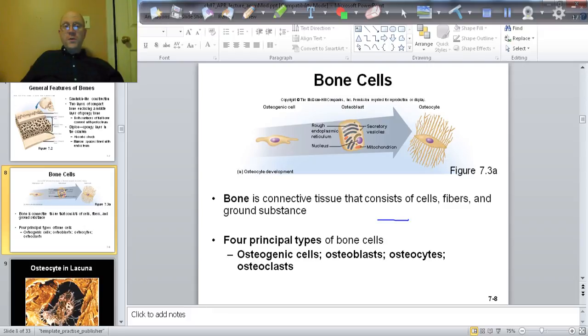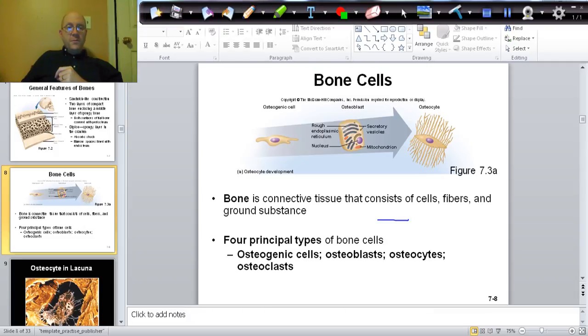Given a different hormone, it could become a chondroblast to grow cartilage, or it could become a fibroblast to grow protein fibers, like FCT. But here, in this image, we're looking at the development of the bone developing pathway. So your osteogenic cell transforms into an osteoblast.